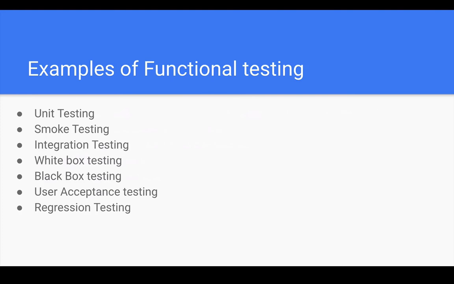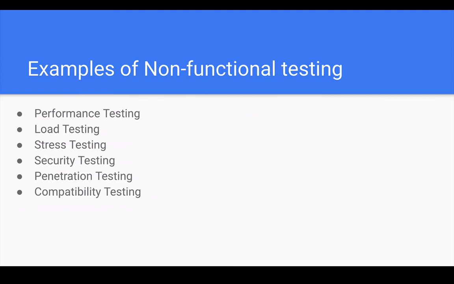Functional testing comprises some of the following types of testing: unit testing, smoke testing, integration, white box testing, black box, user acceptance testing, and regression testing. There are some other non-functional testing approaches which are mainly focused on performance, like performance and load testing, stress testing, also security, penetration testing, compatibility, and others. These are the main ones.